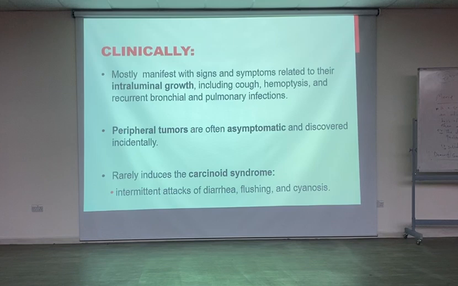إذا tumor عمل intraluminal growth بتتوقع إنه يجي المريض بsymptoms related to the obstruction of the lumen, and this can include cough, hemoptysis, which means coughing blood, recurrent bronchial and pulmonary infections. While peripheral tumors may stay silent for long period of time وأحيانا نكتشفهم incidentally.